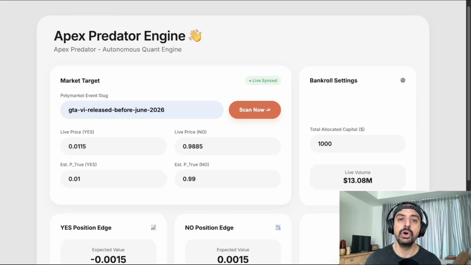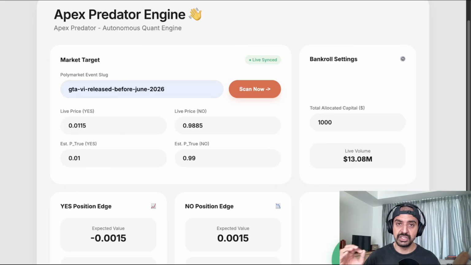And for this example, I'm going to use this event, which is, will Rockstar release Grand Theft Auto 6 before June 2026? And if you're new to Polymarket, you basically trade on events. And it's basically a binary trade. Is something going to happen, yes or no? So you can see it's all live synced. And for this dashboard to work, you just need the event slug. So when you go over to Polymarket, you just see the last bit of the URL for that particular event.